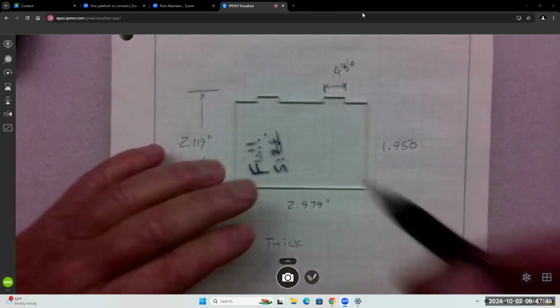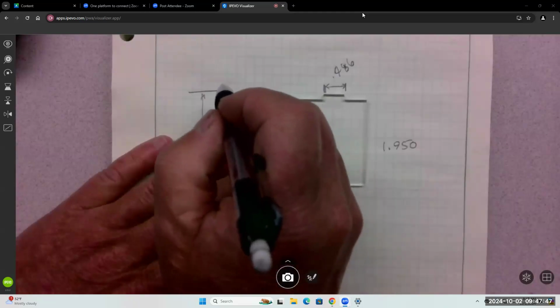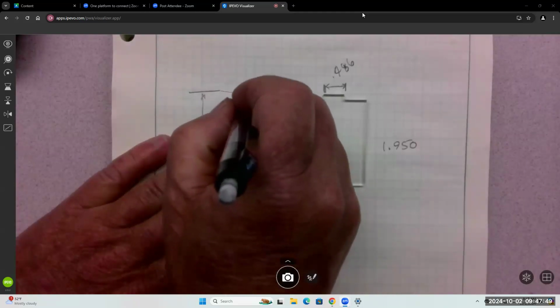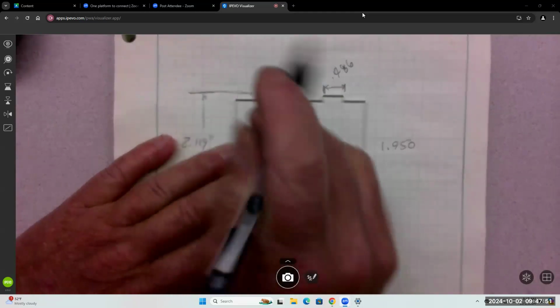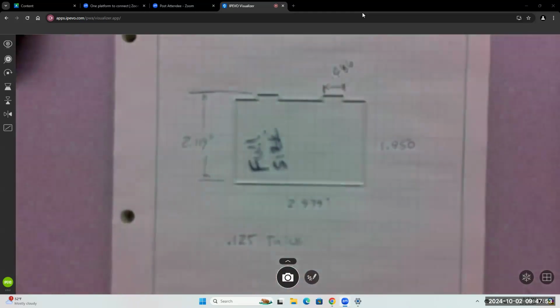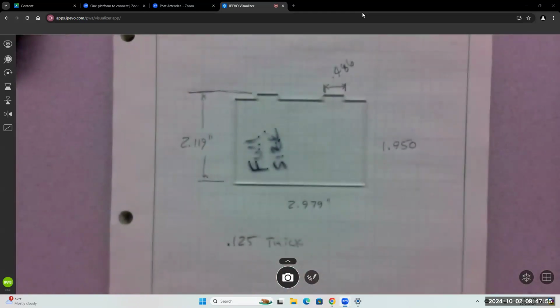So this is to the top. Everyone understand that? So you can get the height of those little nubs. Excellent.